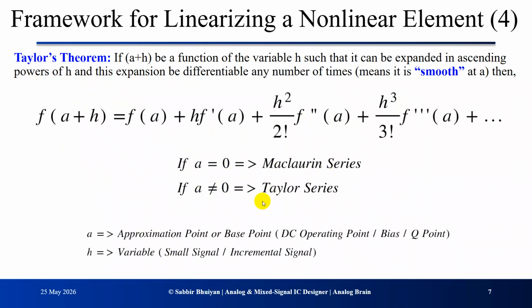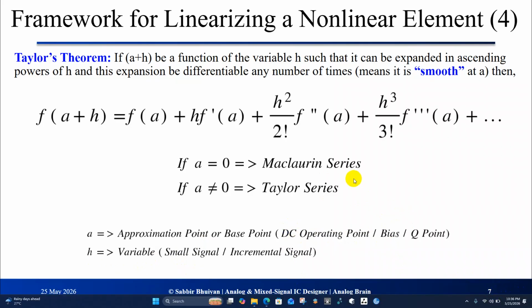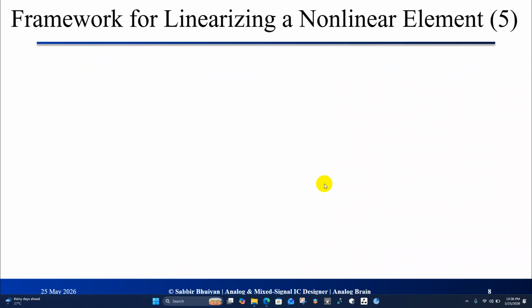Now the thing is, a is our approximation point or base point or DC operating point. You can say your bias, your Q point, anything. h is the variable, your small signal, your incremental signal. Now we will see from Desmos how our Taylor series actually works.